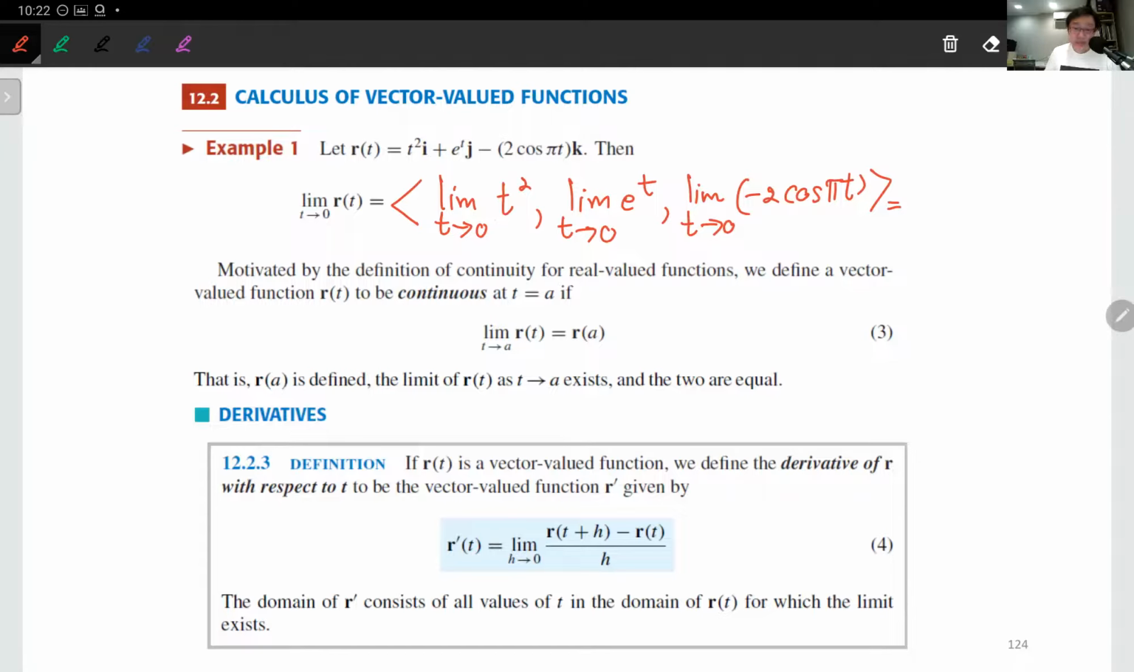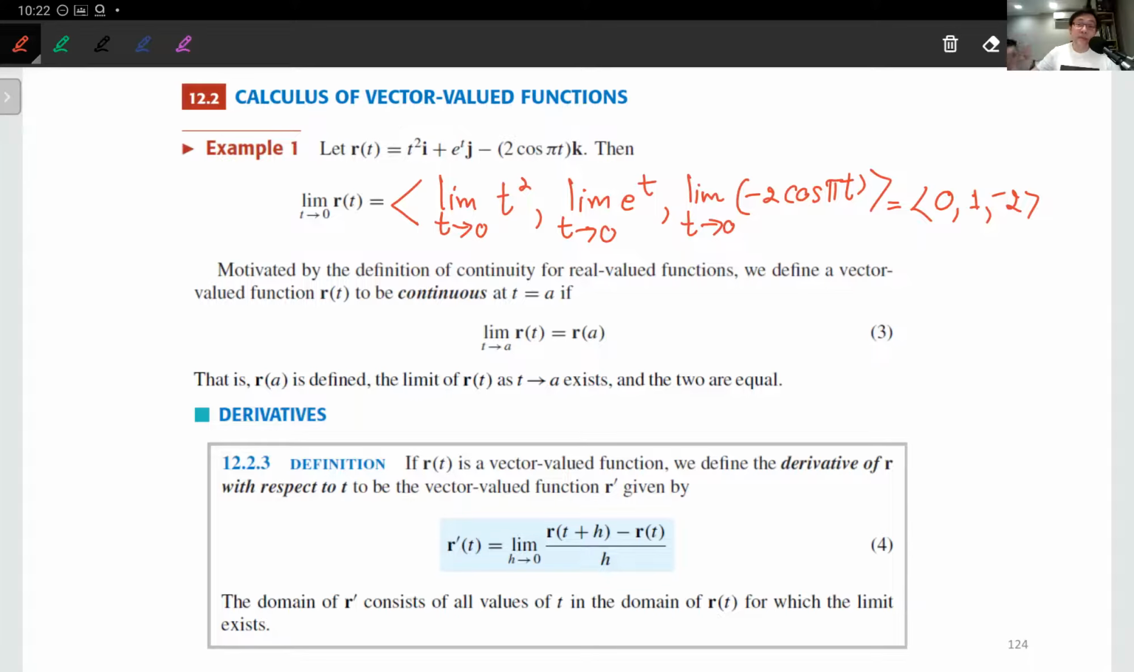So first term, you just substitute, it's just a polynomial t squared. So the limit of this one is going to be 0. The second one is exponential, a continuous function. You can just substitute it in. So e to the 0 is 1 as well. Same thing with the cosine. Cosine function is continuous, so you can substitute t in there. Cosine 0 is 1, so it's negative 2. Done. Okay. So finding the limit of a vector valued function is just so straightforward.